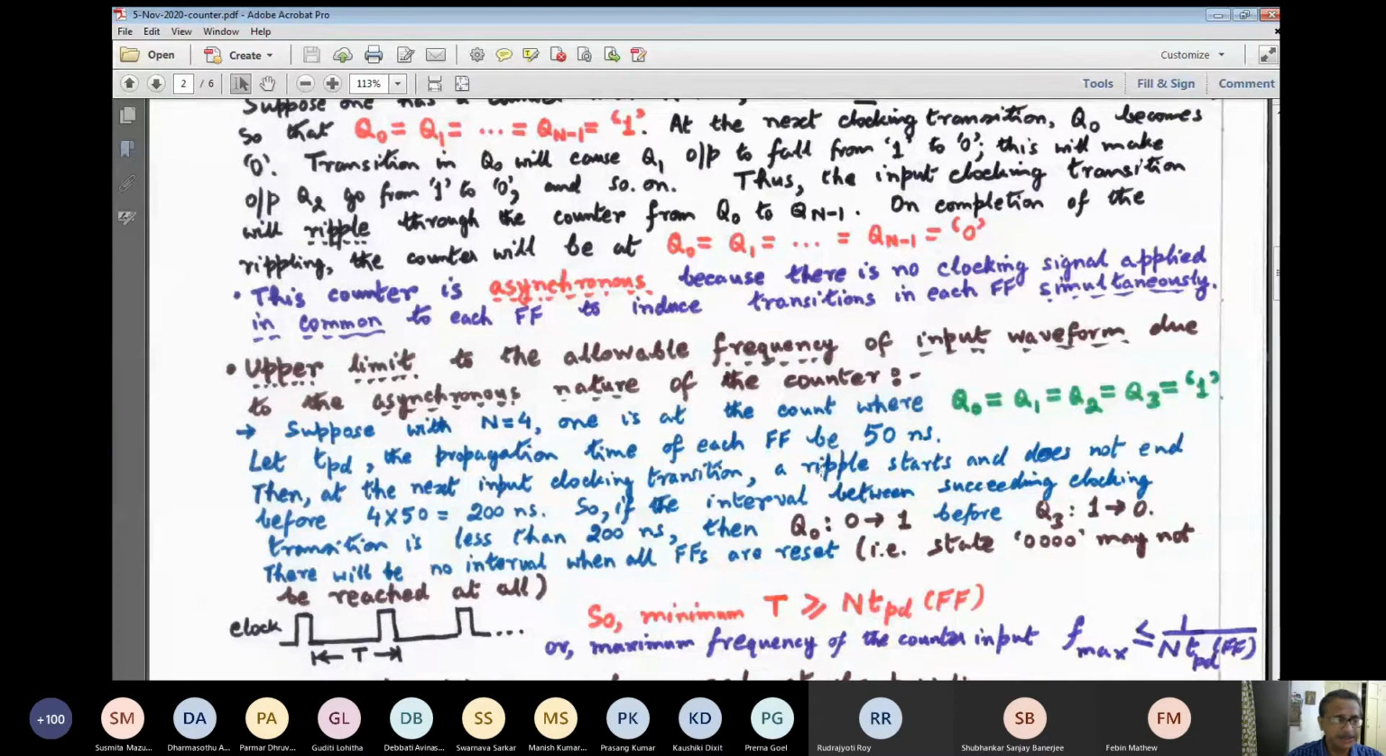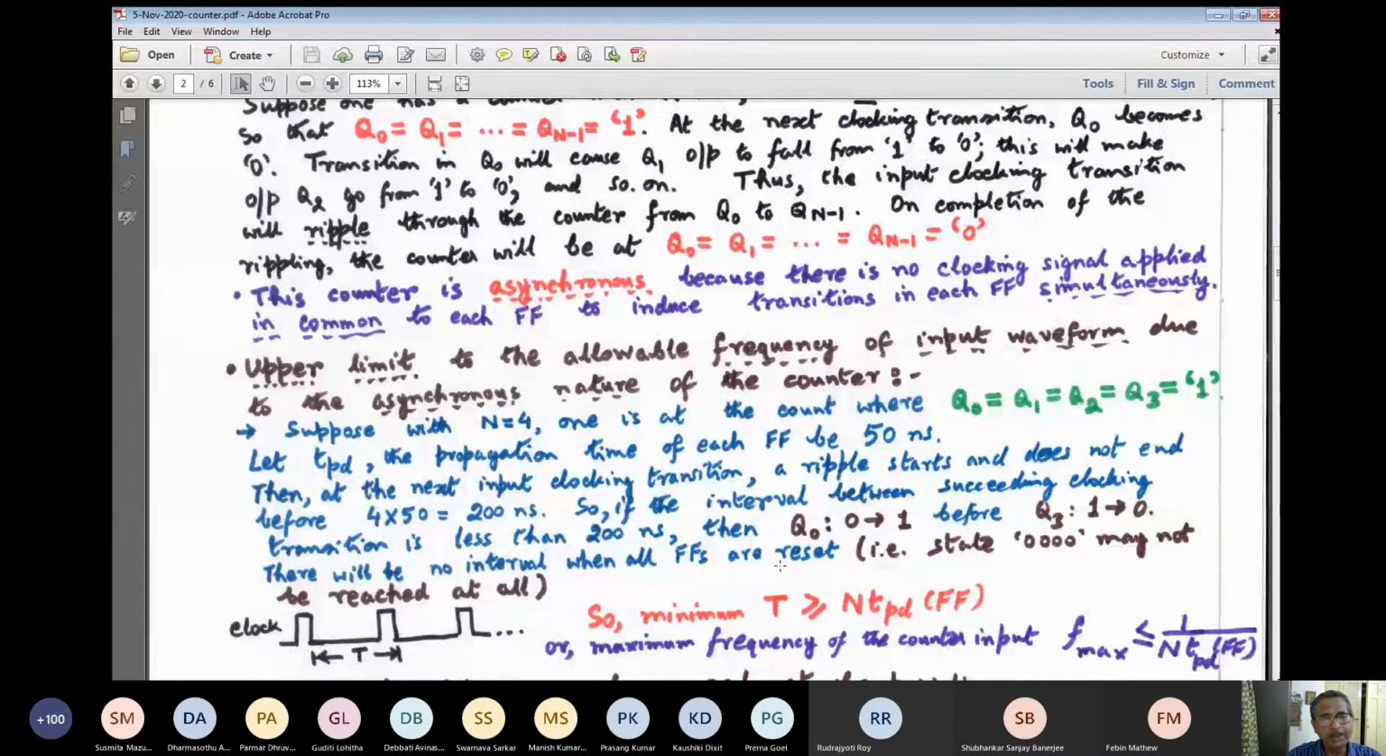If you take it to be 50 nanoseconds, then as you have seen, first FF0 will change state, then FF1, then FF2, then FF3. So in sequence, not at the same point of time. Then what do you do? 50 plus 50 plus 50 plus 50, 200 nanoseconds should elapse. So at the next input clocking transition, a ripple starts and does not end before 4 into 50, that is 200 nanoseconds. So if the interval between the succeeding clock transition is less than 200 nanoseconds, then we'll not get all the states.